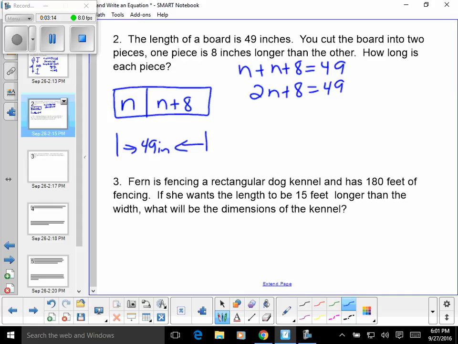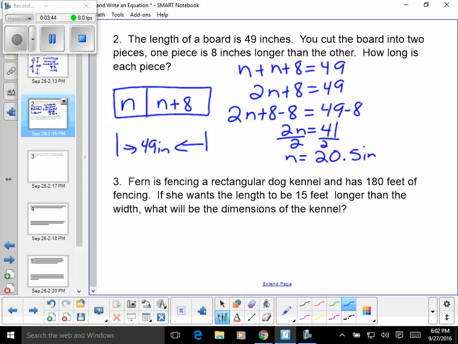The short piece n plus the longer piece n plus 8 is going to equal 49. Did you simplify before you tried to solve and get 2n plus 8 equals 49? Now solve the resulting equation. 2n equals 41. Divide both sides by 2, and n is going to equal 20.5 inches.